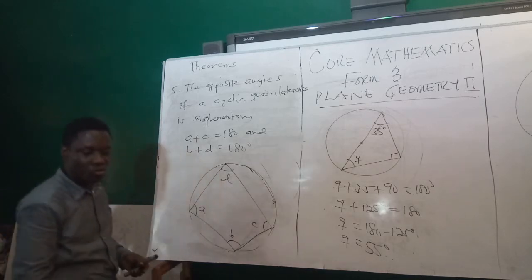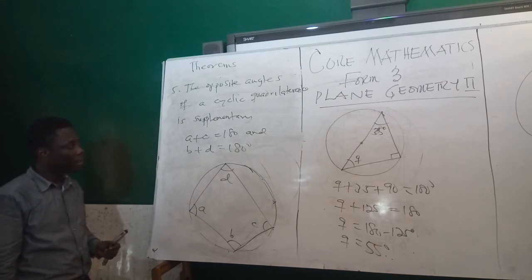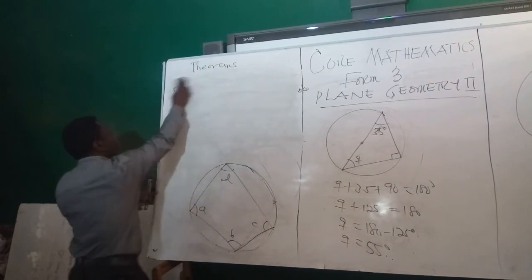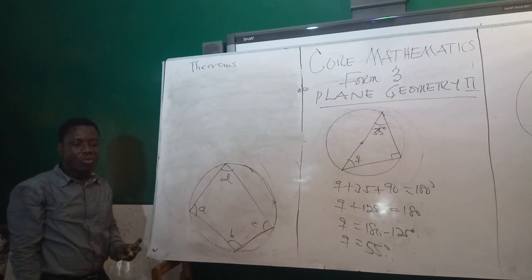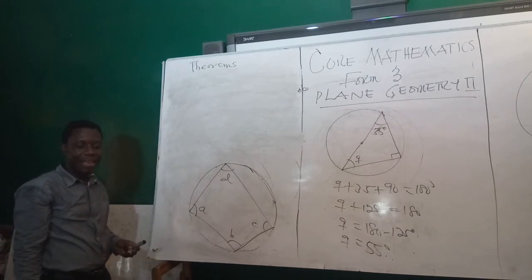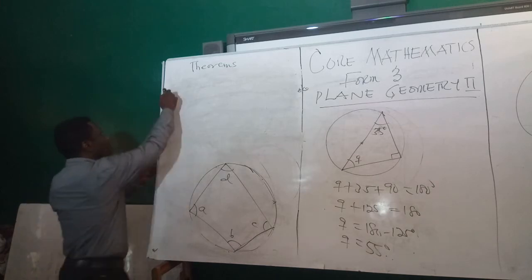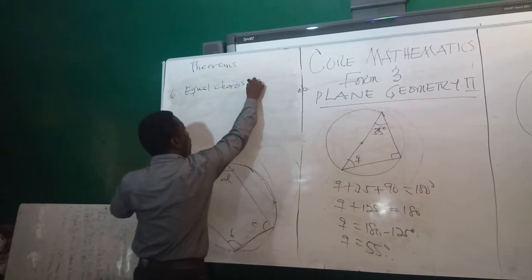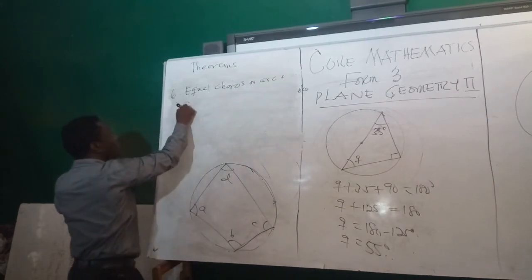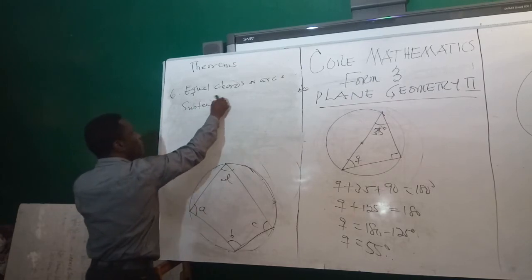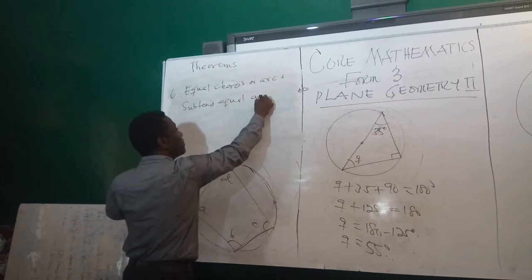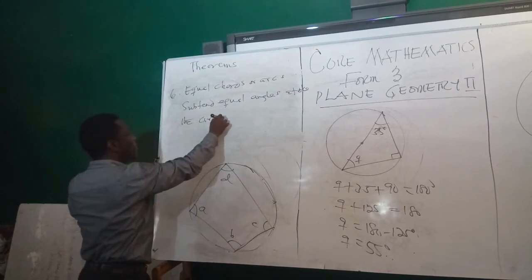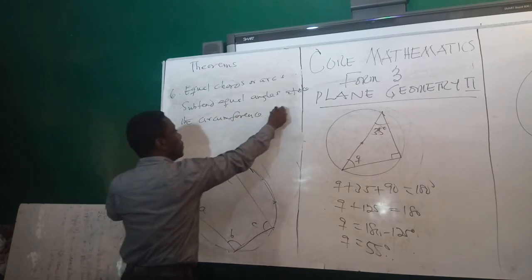Very clear. So now let's move on to theorem number 6. Theorem number 6 states that equal chords or arcs subtend equal angles at the circumference of a circle. Number 6: equal chords or arcs subtend equal angles at the circumference of a circle.